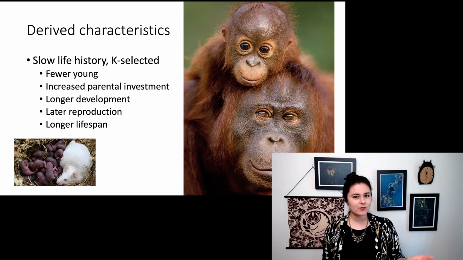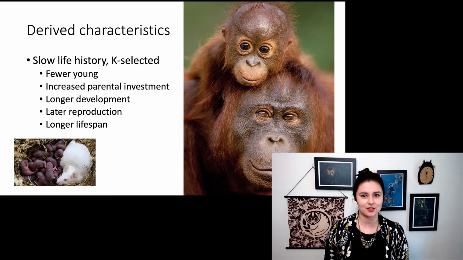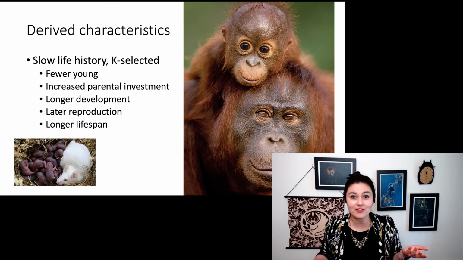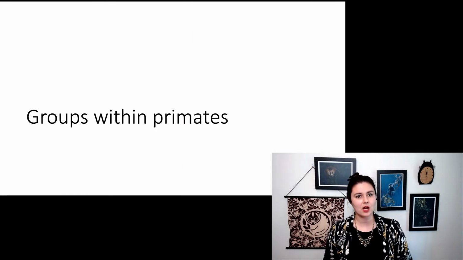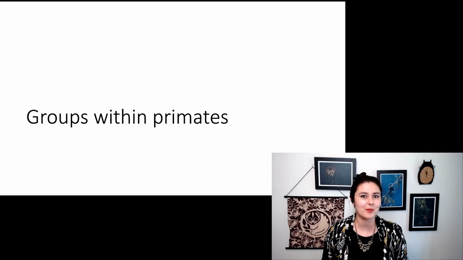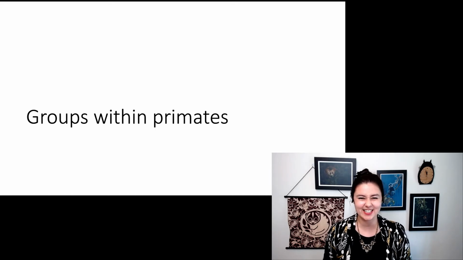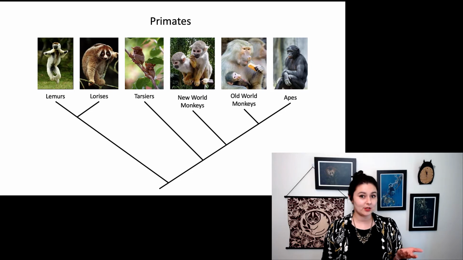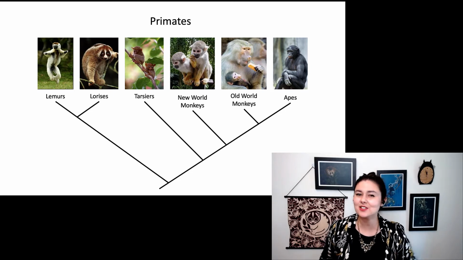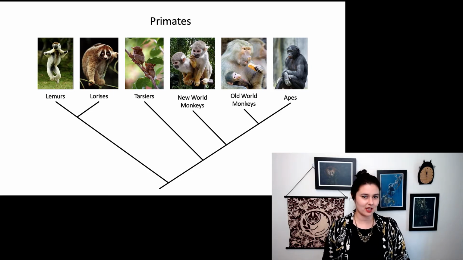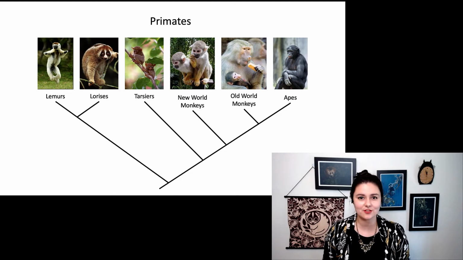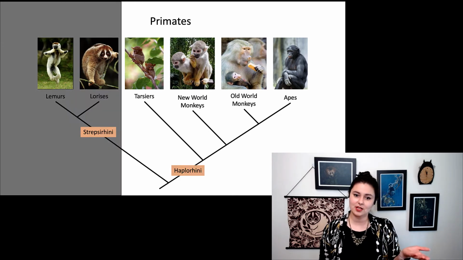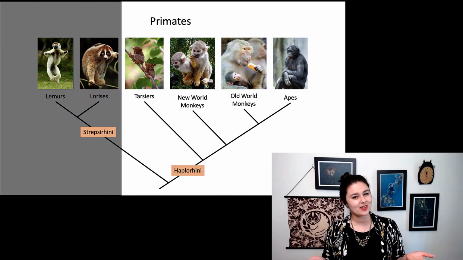So now that we've been introduced to the major characteristics of primates, both primitive and derived, let's start to talk about the major groups within primates and get acquainted with who they are. So here is our tree of primates. We have lemurs, lorises, tarsiers, New World monkeys, Old World monkeys, and apes. The first major division we have is Strepsirhines versus Haplorhines.